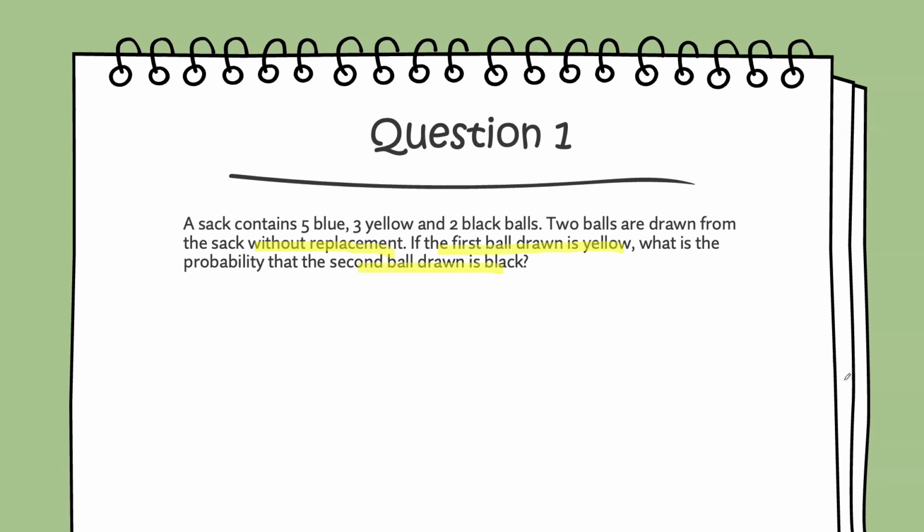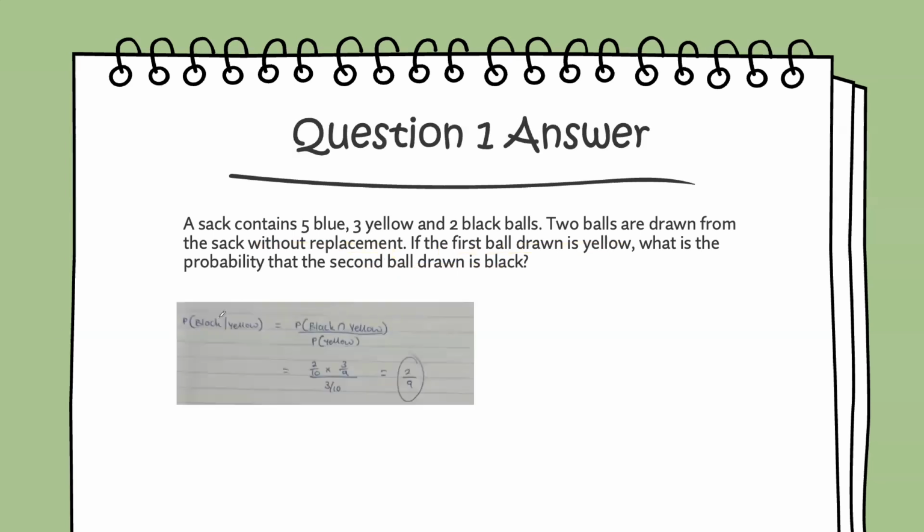Okay, so what makes this a conditional probability question is that we're given a condition of something that's already happened. We're given the fact that the first ball that has been drawn is already yellow. So using that condition, we have to find the probability that the second ball being drawn is black. Okay, so if we look at the answer for that question, this is how we set it out.